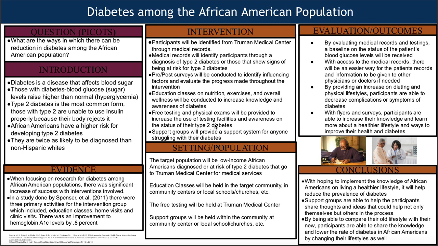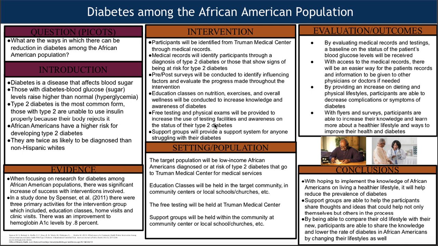Those with diabetes, their blood glucose sugar levels raise higher than normal, which is hyperglycemia. Type 2 diabetes is the most common form. Those with type 2 diabetes are unable to use insulin properly because their body rejects it. And African Americans have higher risk for developing type 2 diabetes, and they are twice as likely to be diagnosed than non Hispanic whites.